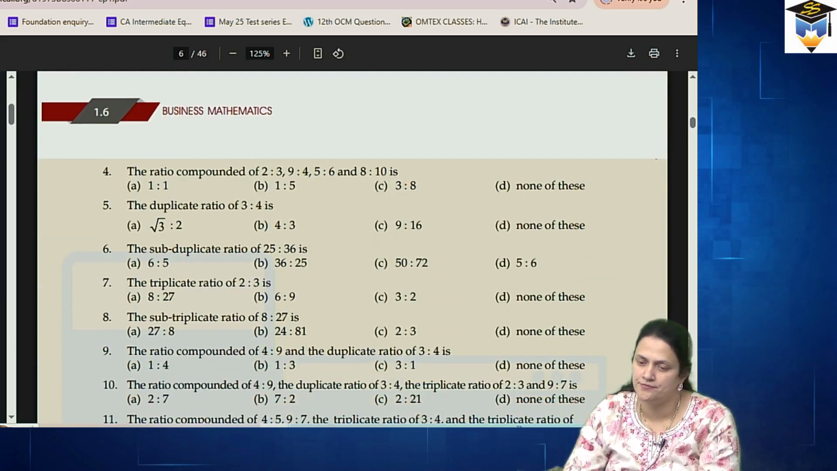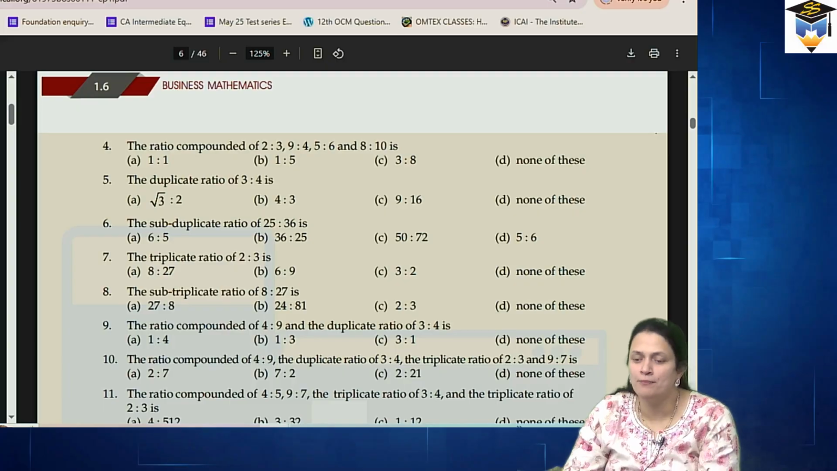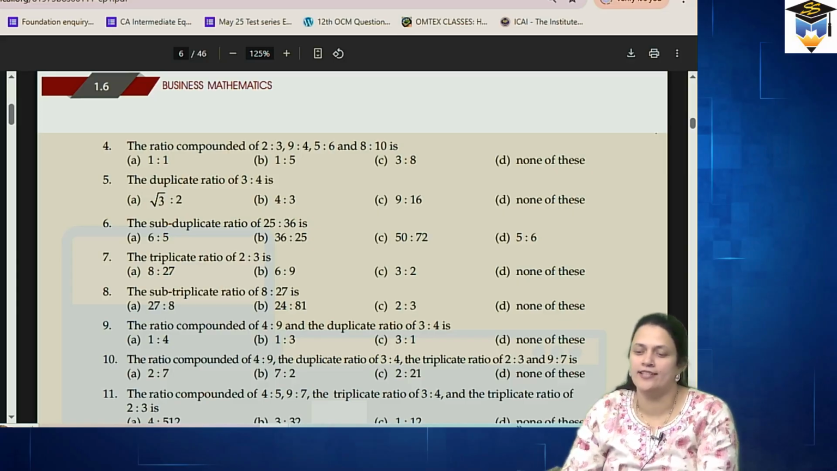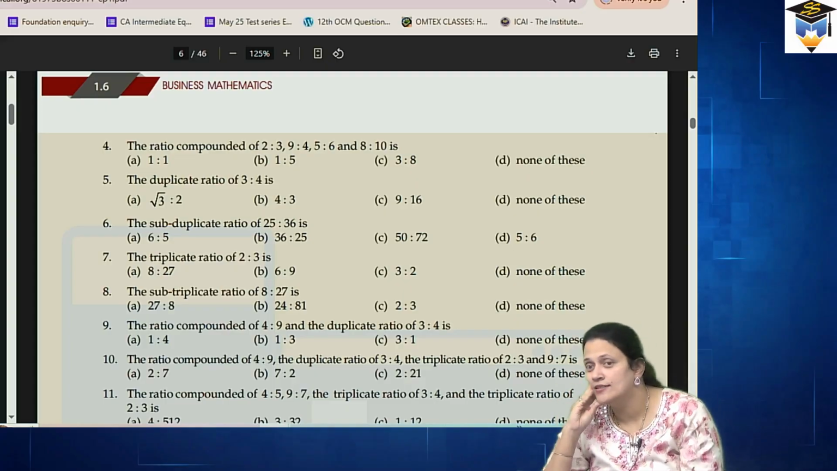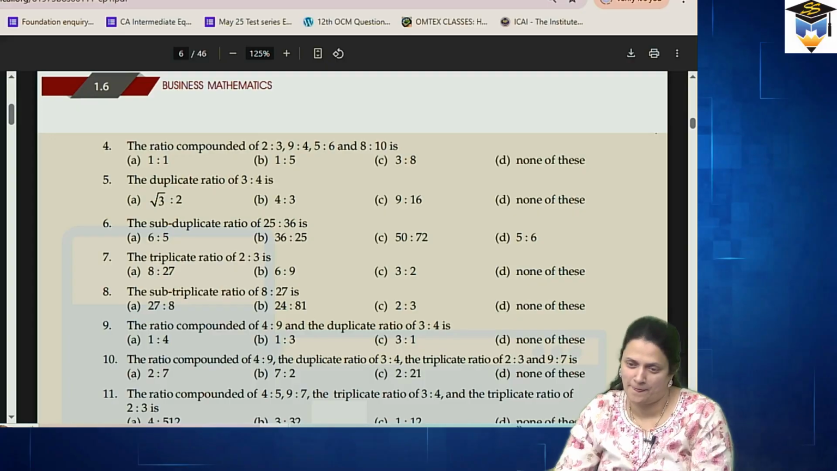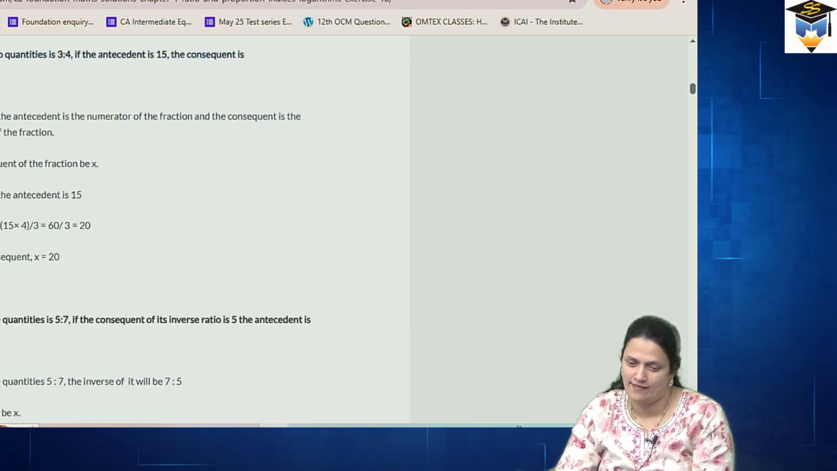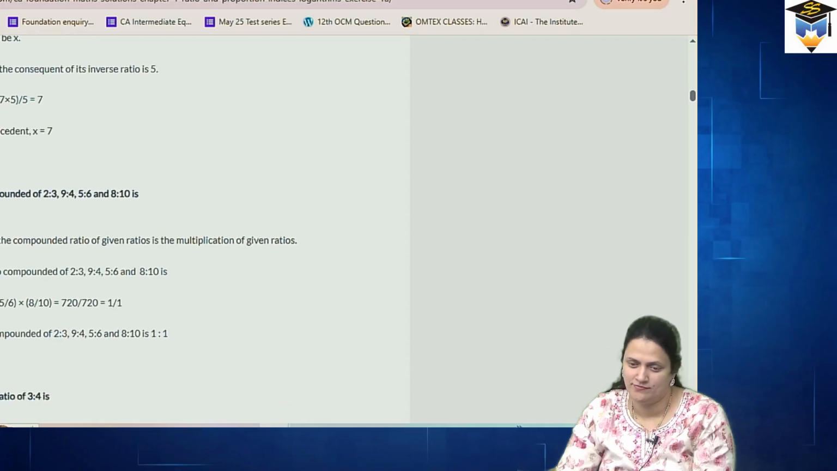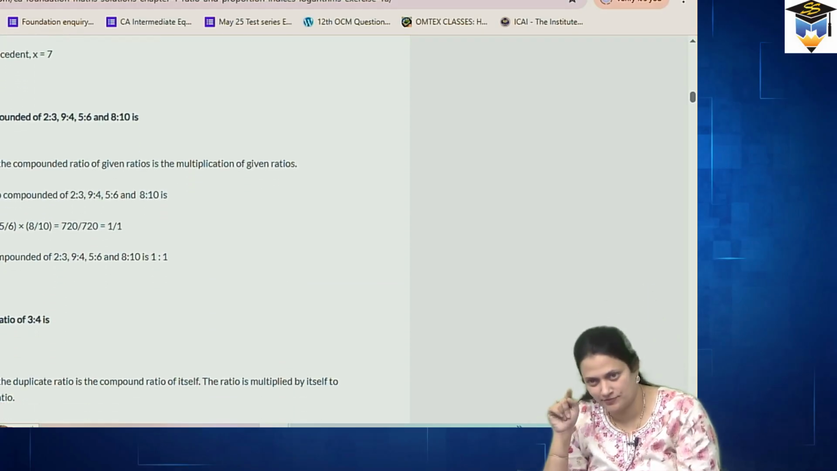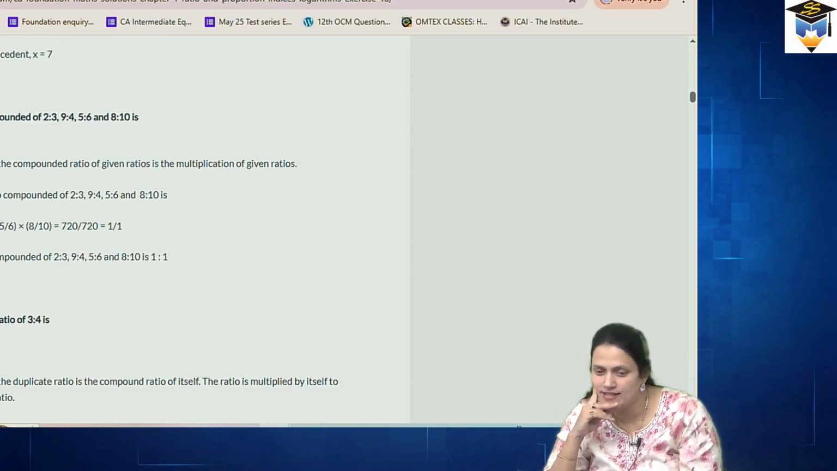Next. The ratio compounded of 2:3, 9:4, 5:6 and 8:10 is? 2:3, 9:4, 5:6, 8:10. Multiply is important.